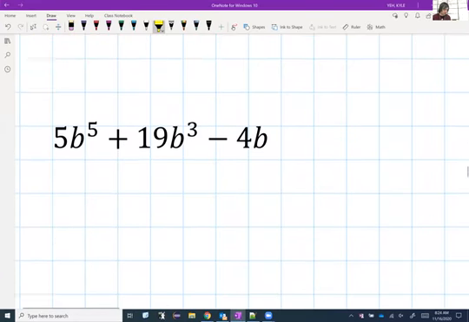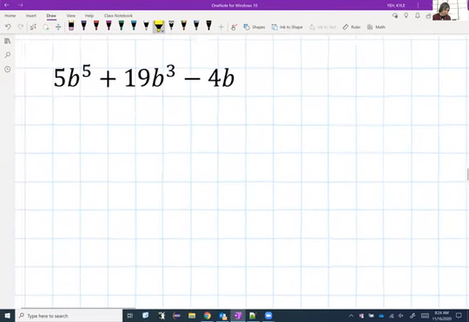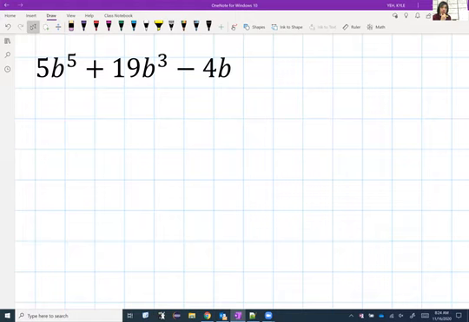All right, kind of a tricky-ish one here. Can we put that in quadratic form? At first glance, the answer is no, because we have b cubed, b to the 5th, 3 is not half of 5, and we might say no. But the answer is kind of yes, and here's why.